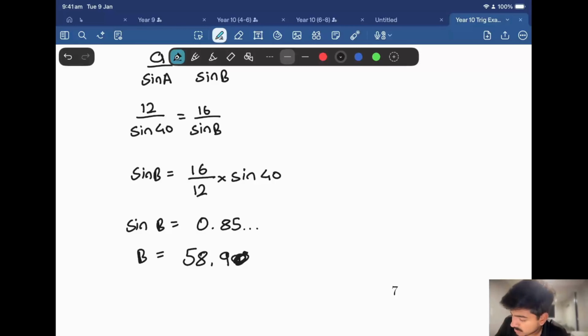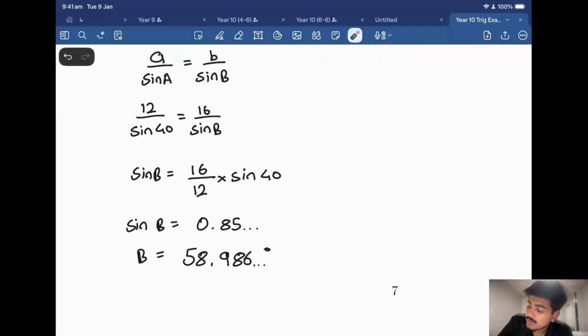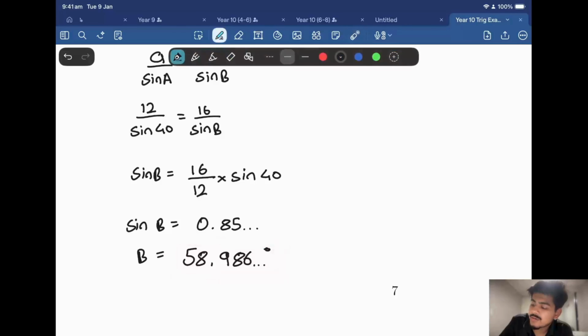Okay, I'm going to do 986... degrees. Okay, what you see here, this is your acute case, right? Remember, you can also have the obtuse case. How do you find the obtuse case?